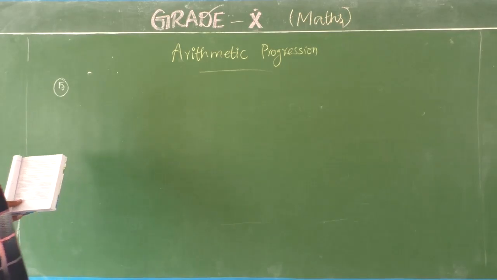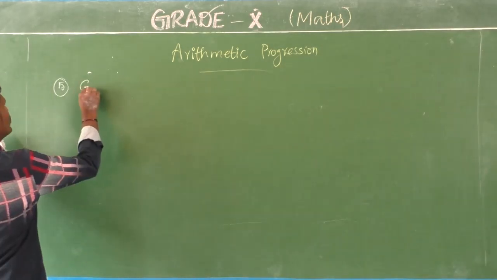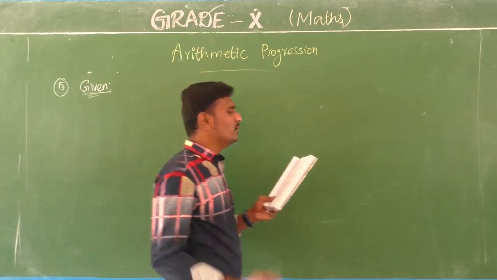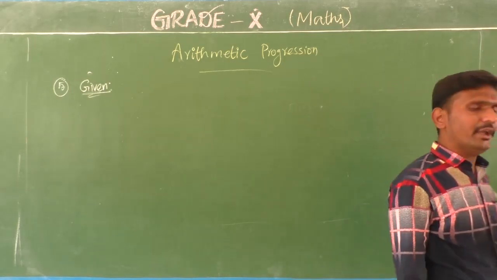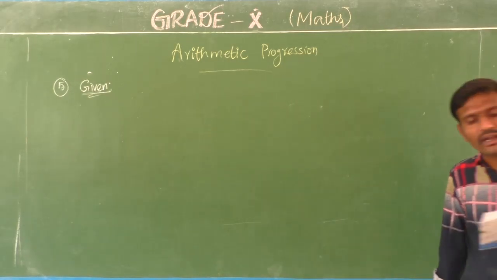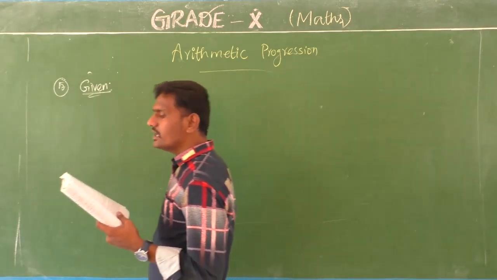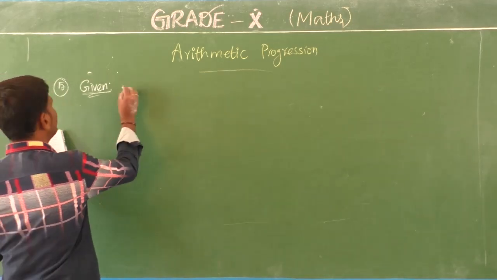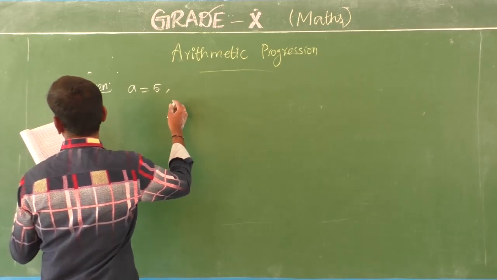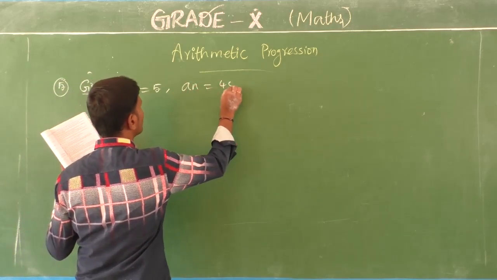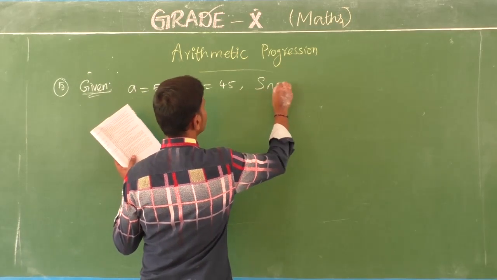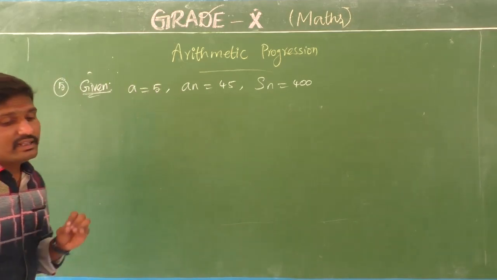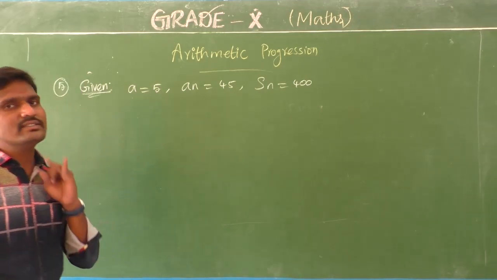Now the question number 5 is given. First I read the question. Listen carefully. The first term of an AP is 5 and the last term is 45 and the sum is given as 400. We want to find the number of terms and the common difference. So write the given: a equals 5, the first term, the last term an equals 45, and the sum Sn equals 400. Now what are we going to find? The number of terms as well as the common difference.